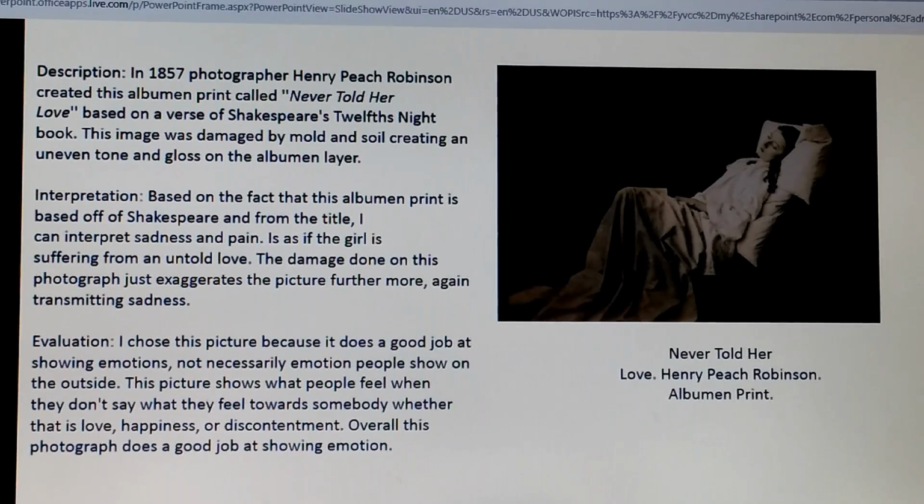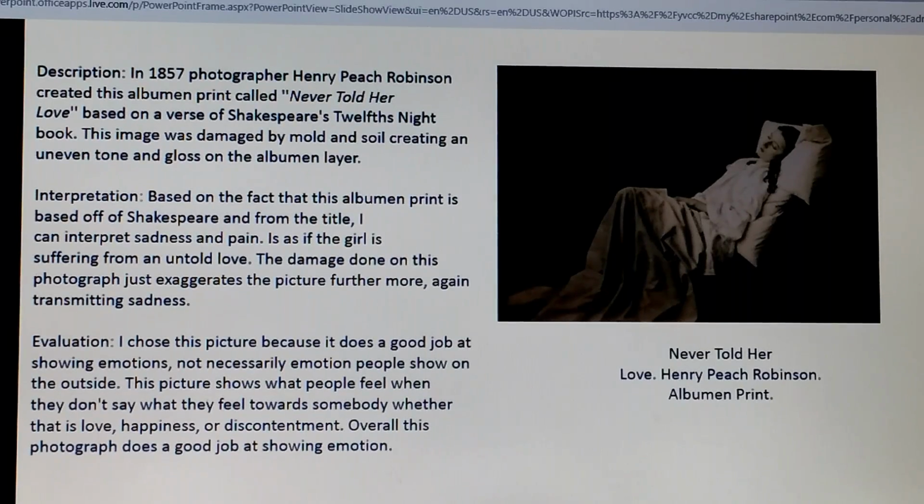My interpretation for this image was that, based on the fact that this albumin print is based off of Shakespeare's book, and from the title, I can interpret sadness and pain. It's as if the girl is suffering from an untold love. The damage done on this photograph just exaggerates the picture even further, again transmitting sadness and loneliness.